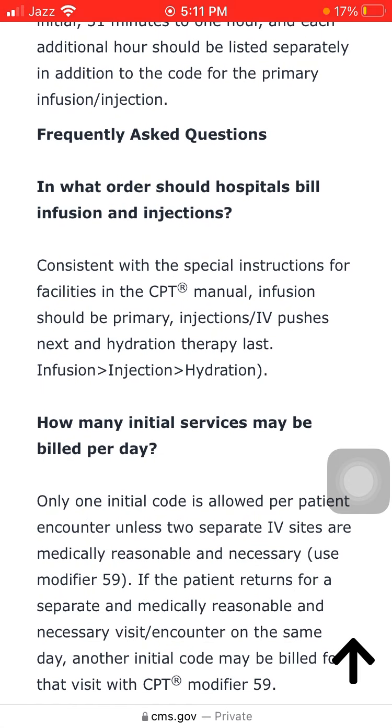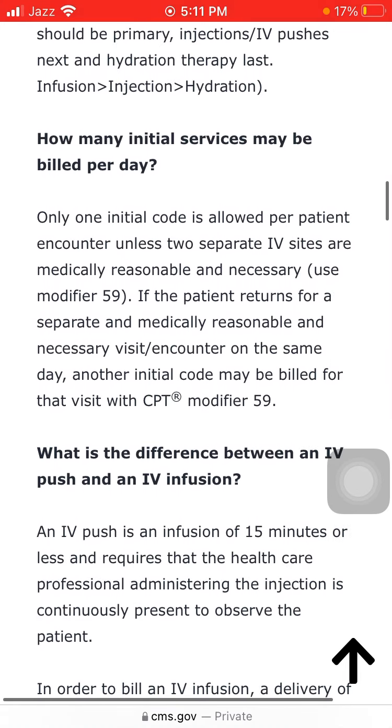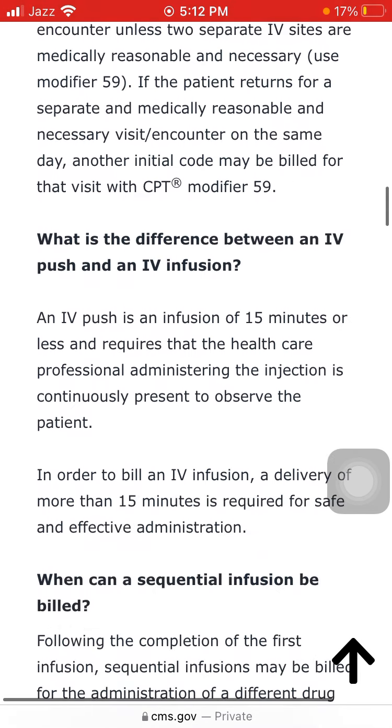FAQs. In what order should hospitals bill infusion and injections? Consistent with the special instructions for facilities in the CPT manual, infusion should be primary, injections, IV pushes next, and hydration therapy last. Infusion, then injection, then hydration. How many initial services may be billed per day? Only one initial code is allowed per patient encounter unless two separate IV sites are medically reasonable and necessary. Use modifier 59. If the patient returns for a separate and medically reasonable and necessary encounter on the same day, another initial code may be billed for that visit with CPT modifier 59.